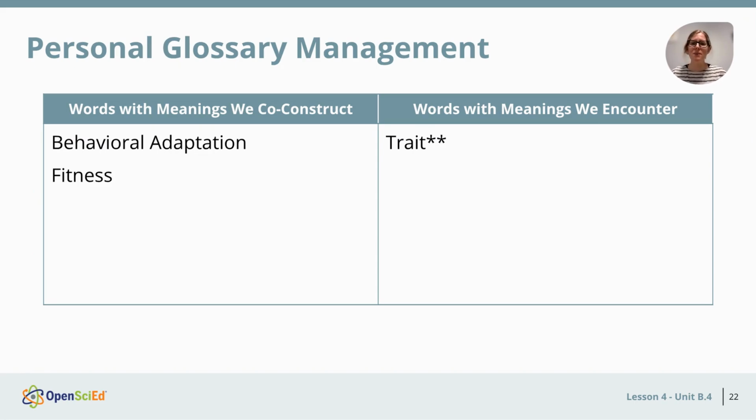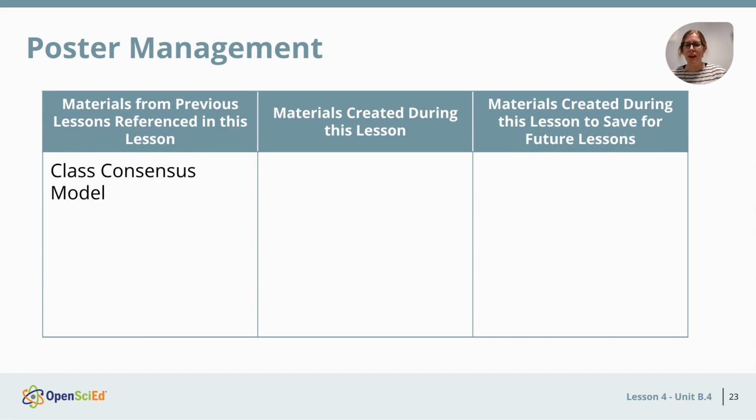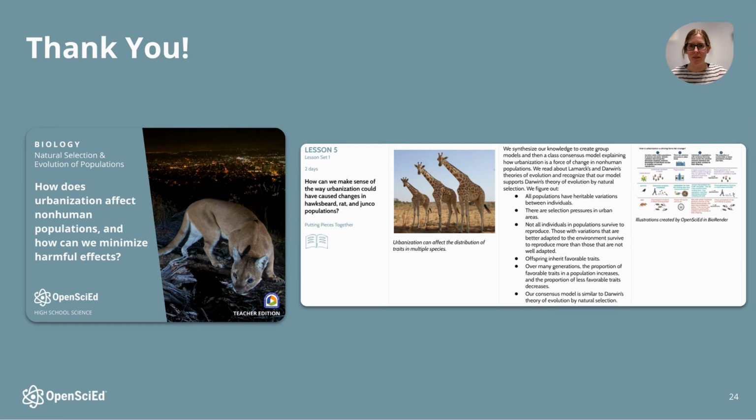Personal glossary management, we're going to co-construct behavioral adaptation and fitness, and we're going to encounter the word trait. And then again, we are carrying forward that class consensus model.